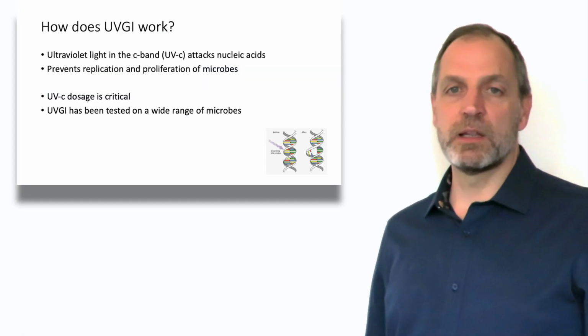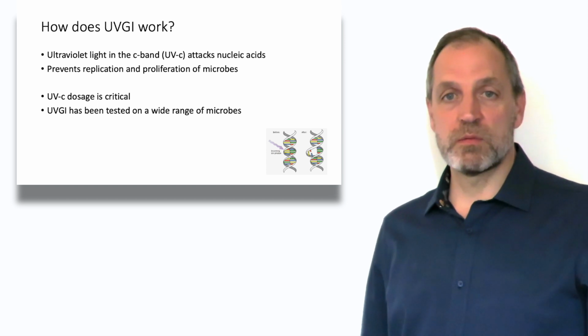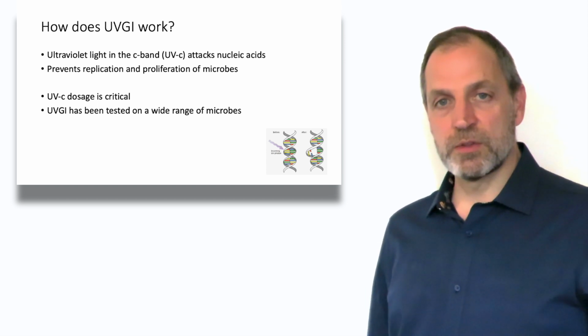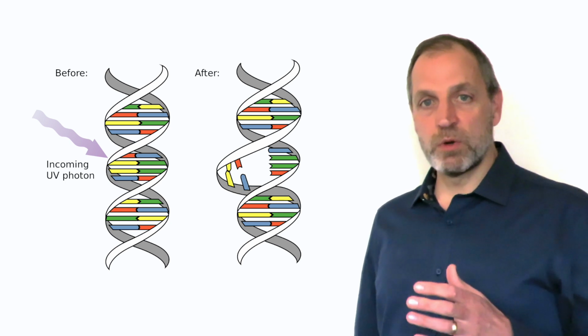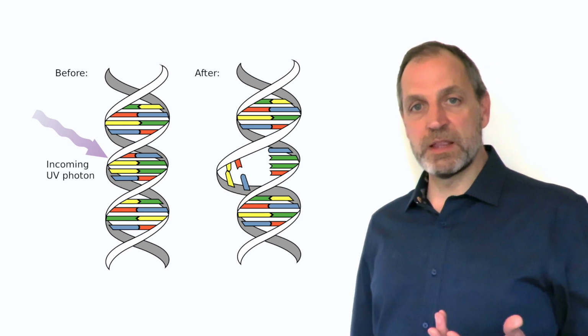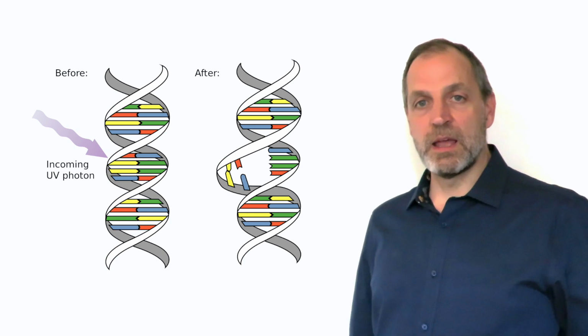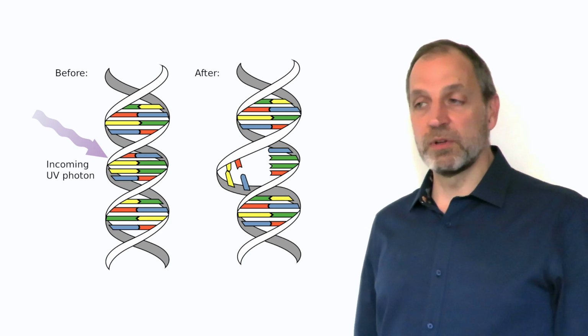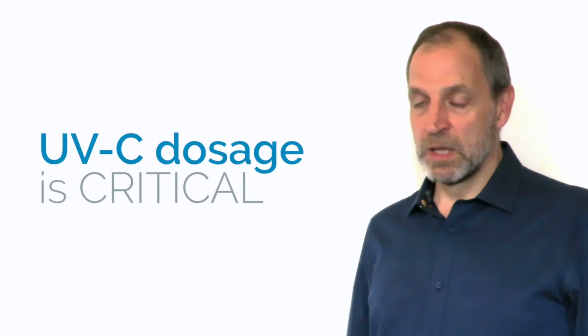Well, ultraviolet light in the C-band attacks nucleic acids. It essentially causes the nucleic acid molecule to form dimers in itself. And what this essentially does is it prevents the molecule replicating, and therefore it prevents microbes proliferating. But really the UVC dosage is critical, it's absolutely critical.